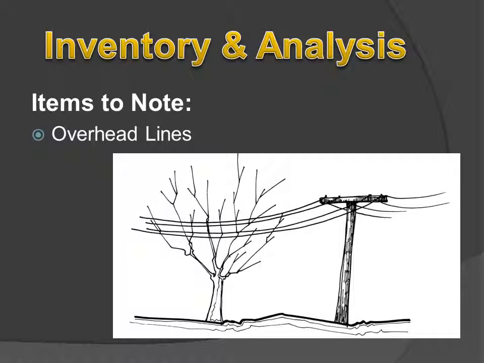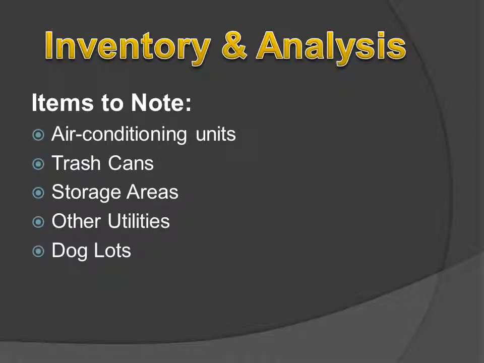Air conditioning units, trash can storage areas, other utilities, and dog lots. You actually need to probably have that in a hidden area. You want to hide the dog from people, and you want to hide the dog from the cars going by. You don't want him seeing everything that's going on. He's going to start barking and having a good old time.